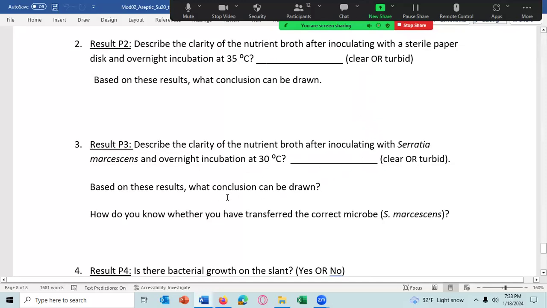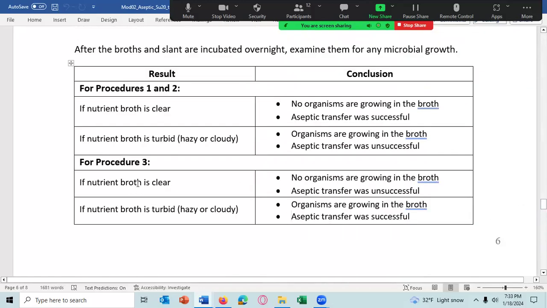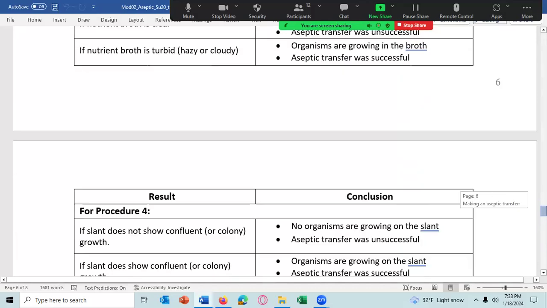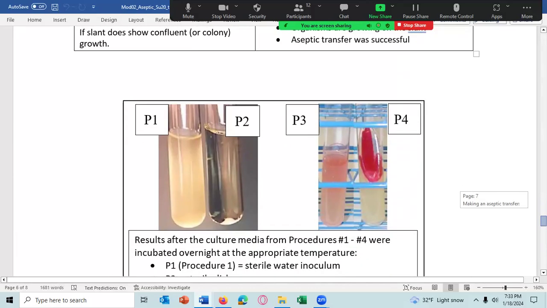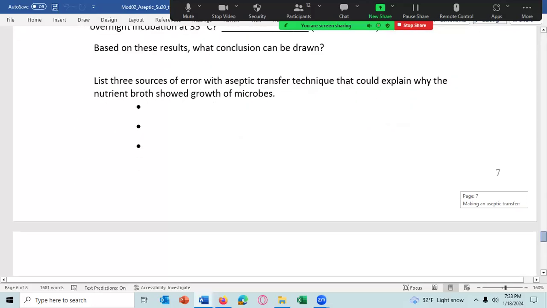Based on these results, what conclusion can be drawn? So come up to the table for procedure 3 and answer what the conclusion is. You don't have to use the exact wording, but you can use wording similar to the table, but it must be similar.